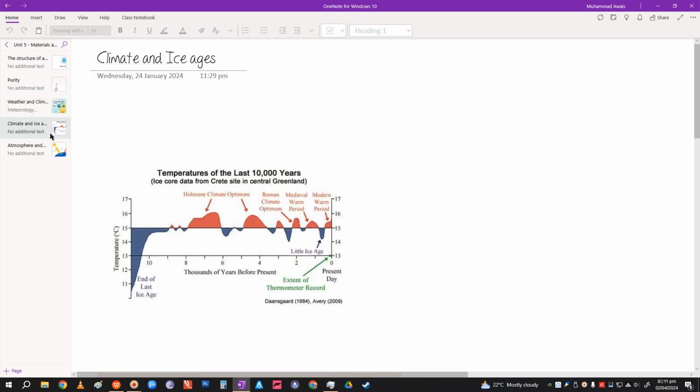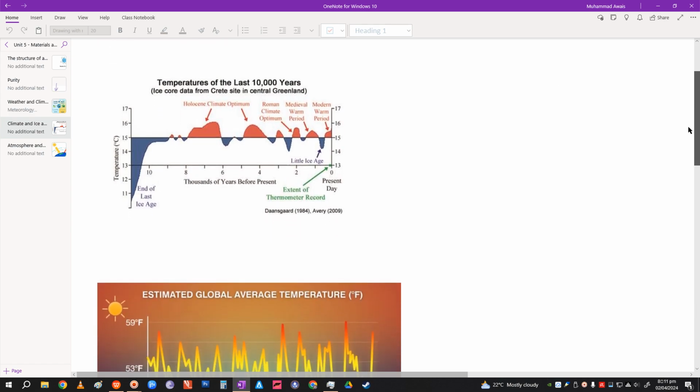Now, moving on, we have the climate and the ice ages. I talked about this in the classroom, so for ice ages, I will not be using much of these.